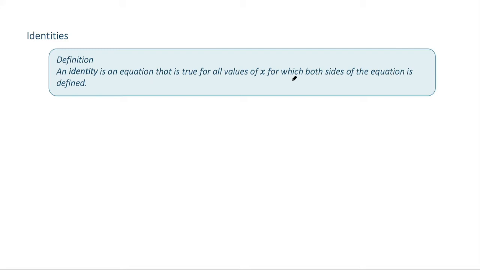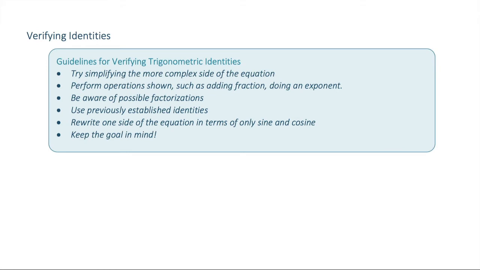But there's lots of different identities that stem from the basic relationships between sine, cosine, tangent, and the other trigonometric functions. We often like to verify trigonometric identities. To verify an identity, we simply want to show that it's true for all values of x. So there's lots of different things that can happen, and so these are just some guidelines to follow when trying to verify a trigonometric identity.